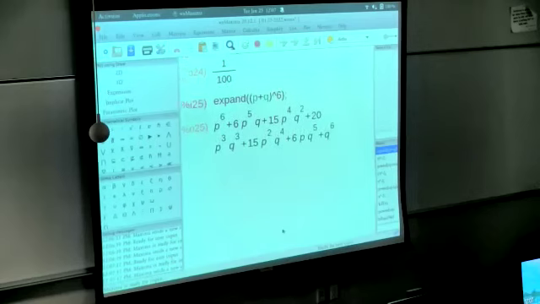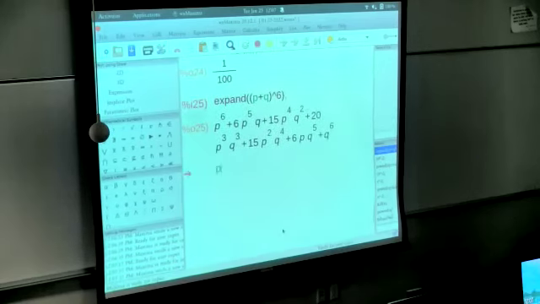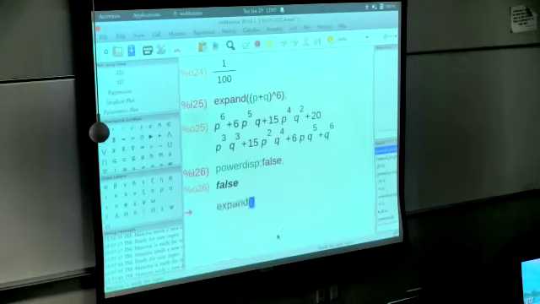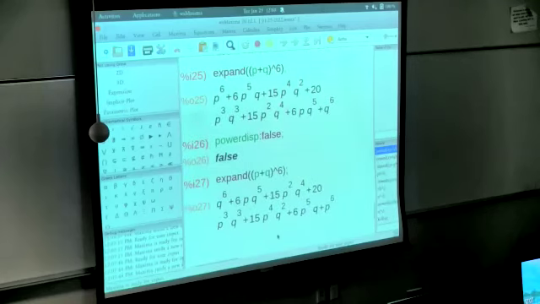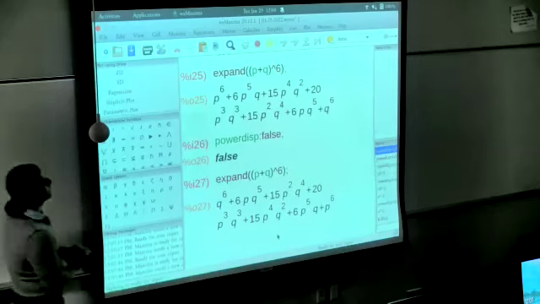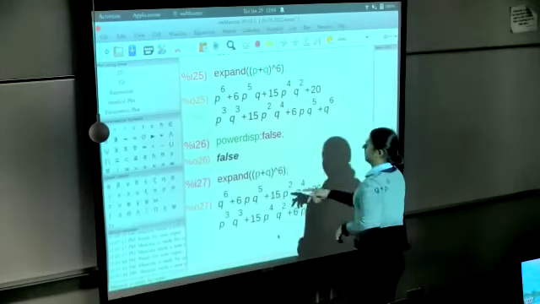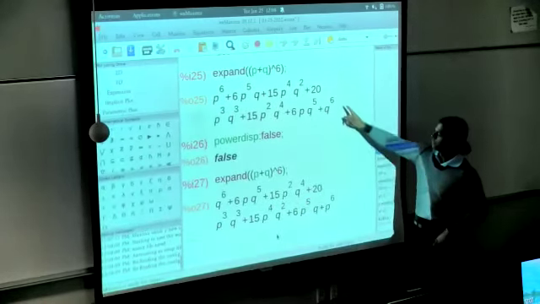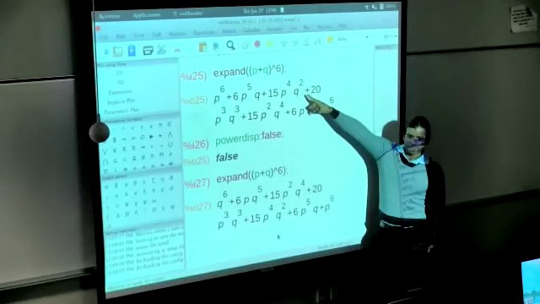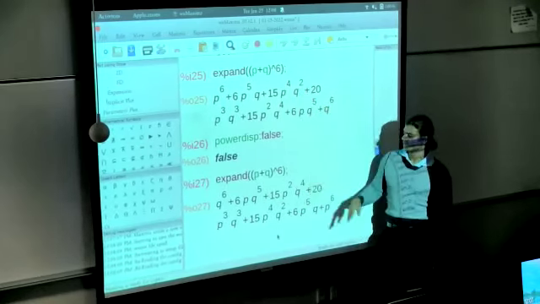Is my powerdisp on? Yes. Okay. Let me try powerdisp false. I think I am using the right flag. (p+q) raised to 6. What just happened? The order of the terms is reversed, and the powers are changed. Here it went in decreasing powers, there increasing powers.